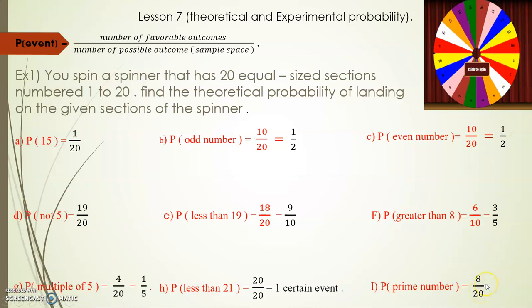Try to put it in the simplest form. 8 divided by 2 will be 4. 20 divided by 2 will be 10. So the result equals 4 out of 10.